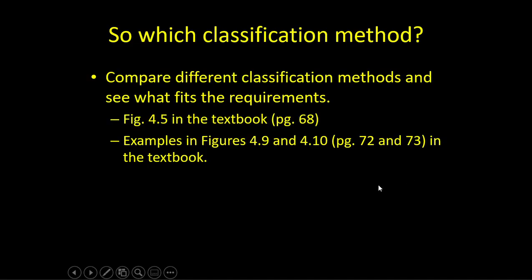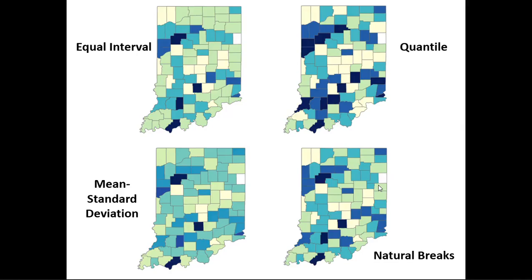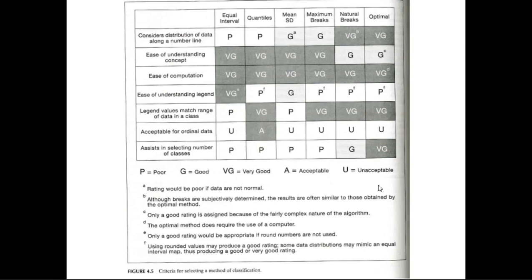So which is the best classification to use? Well, that's where you kind of figure it out yourself. You compare, you guess and check, you make a map and say, you know what, I don't like that one, let's try a different one. What's nice is figure 4.5 in the textbook does a good job of showing that, and I think I have that right here. So this is that figure 4.5, and so we have all these various things, and ease of computation, all of them are very good, it looks like. So assist in selecting number of classes. The optimal is the one we just did, natural breaks optimal.